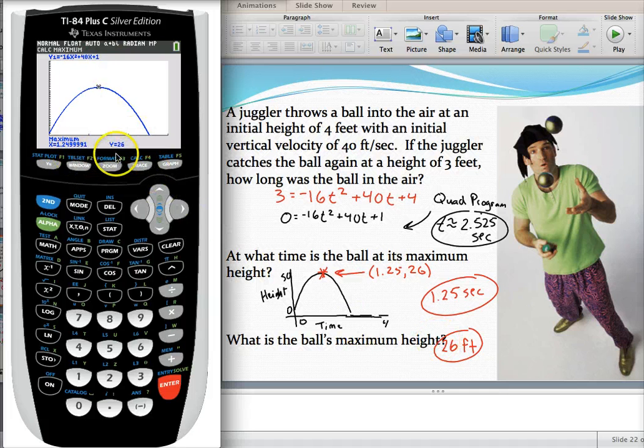So make sure that you interpret those two numbers correctly and include labels with them. 1.25 seconds is when the ball's at its maximum height, and then 26 feet is the actual maximum height of the ball.